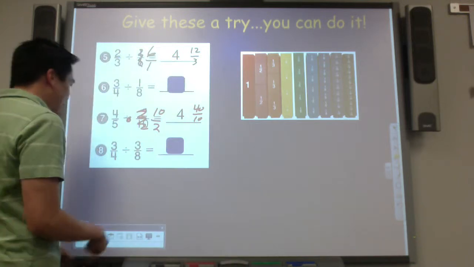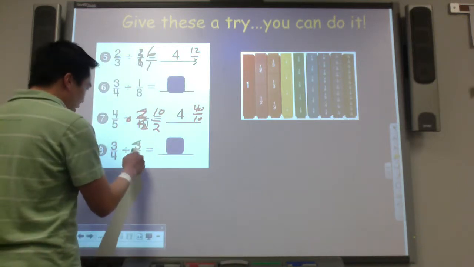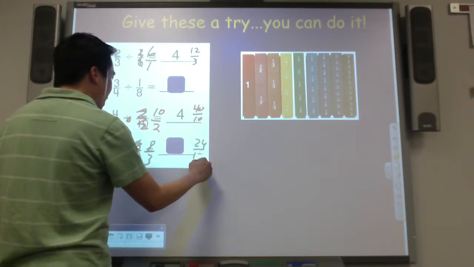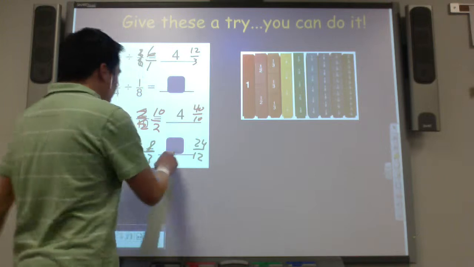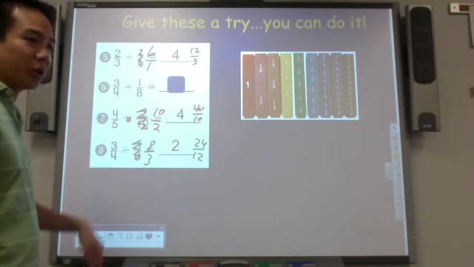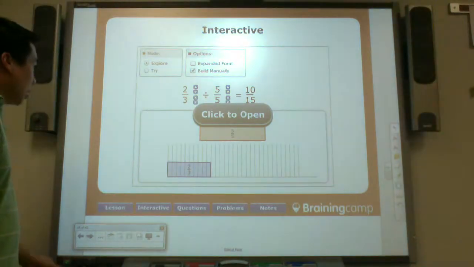So let's do one last one. Dividing fractions, give it a try. Flip the second fraction and multiply. That's 24/12. How many 12s go in 24? Two groups. So two groups of 3/8 go into 3/4. All right.